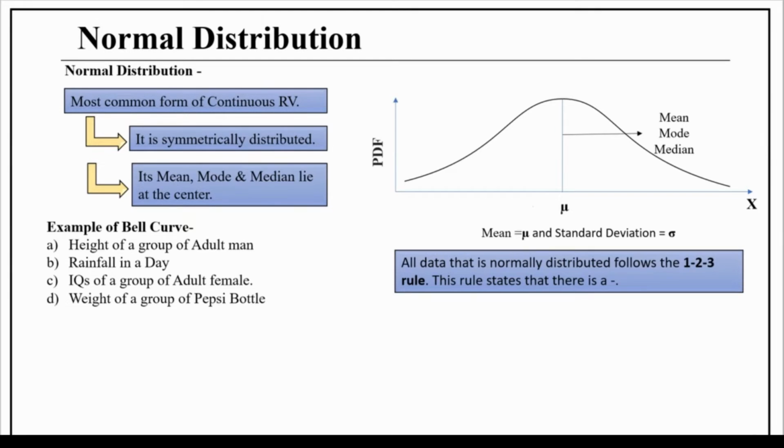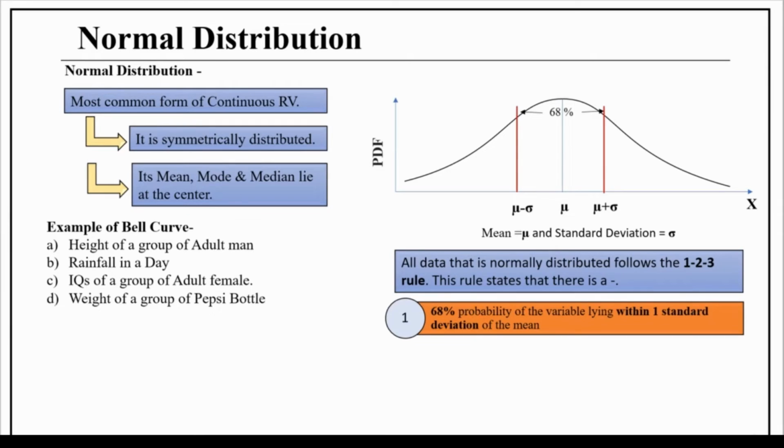Now let's understand the normal distribution 1, 2, 3 rule. Suppose we have a population with the mean as mu and standard deviation as sigma. The first rule states that there is a 68% probability of the variable lying within one standard deviation of the mean. It means that there is a 68% probability of an observed value of a population to lie in a range of mu minus 1 sigma to mu plus 1 sigma, that is this area.